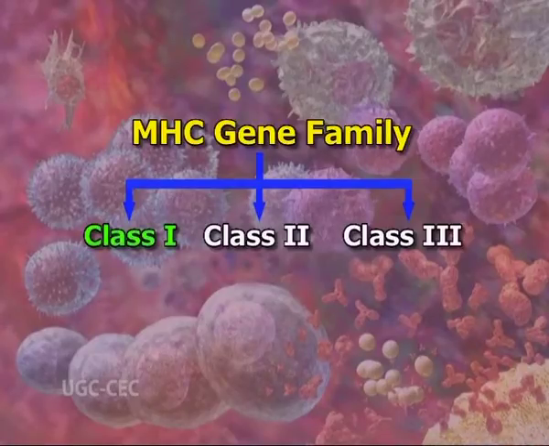First, we will see class 1 molecules. MHC 1 occurs as an alpha chain composed of three domains: alpha 1, alpha 2, alpha 3. The alpha 1 rests upon a unit of non-MHC molecule, beta 2 microglobulin, which is encoded on human chromosome 15. The alpha 3 subunit is transmembrane, anchoring the MHC class 1 molecule to the cell membrane.